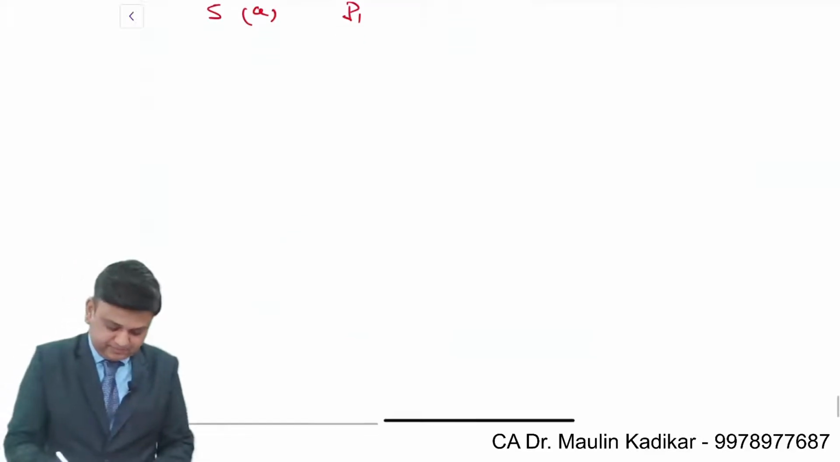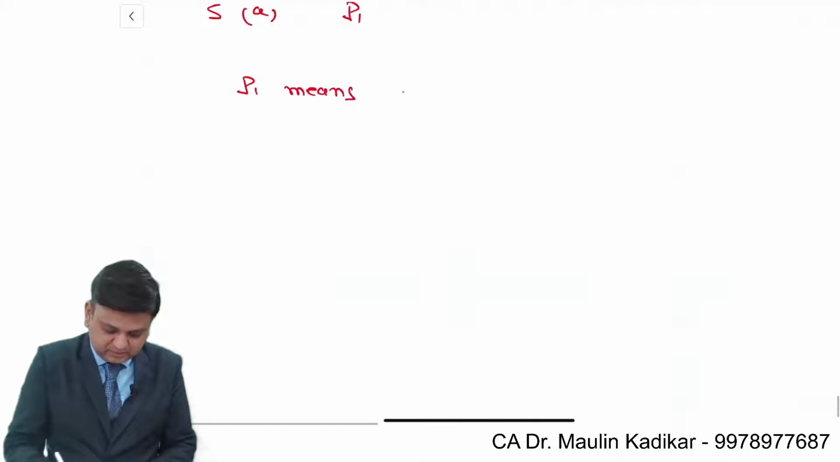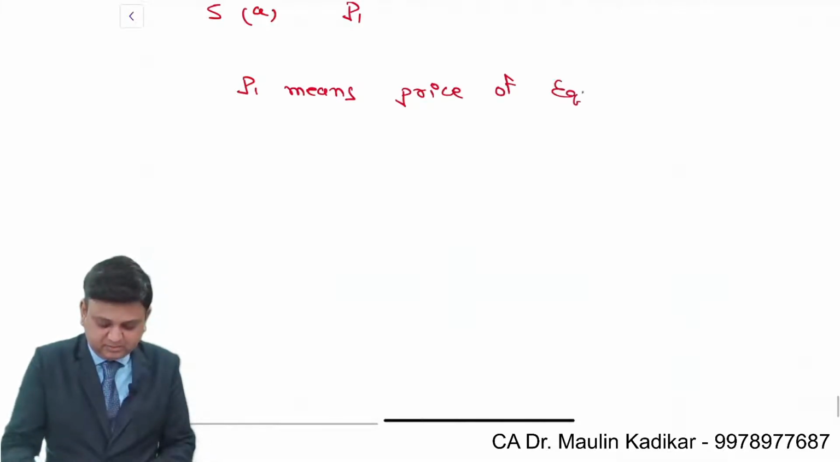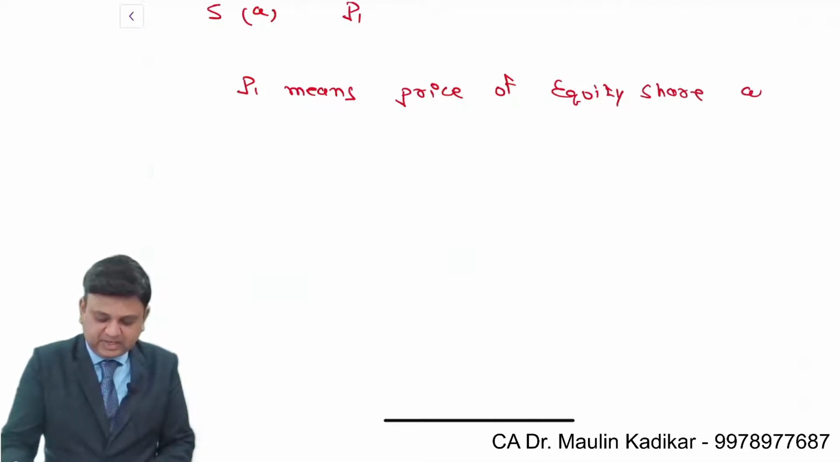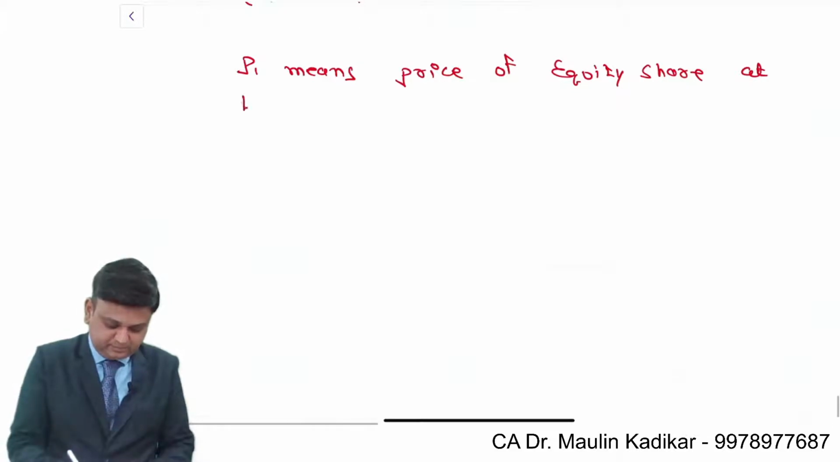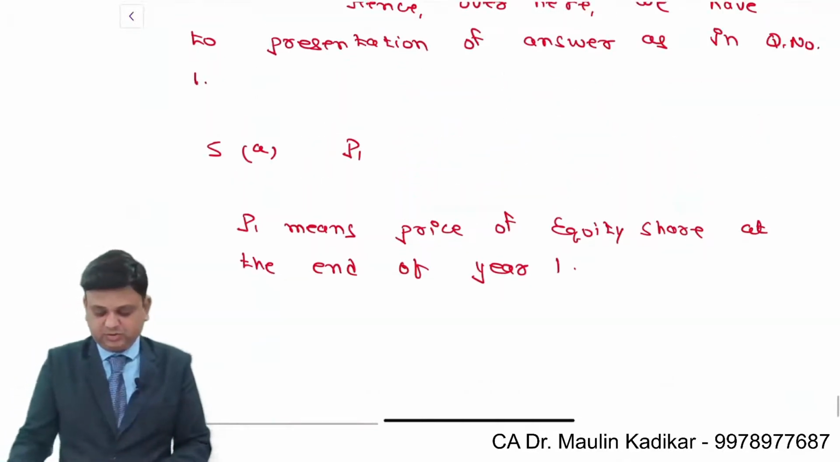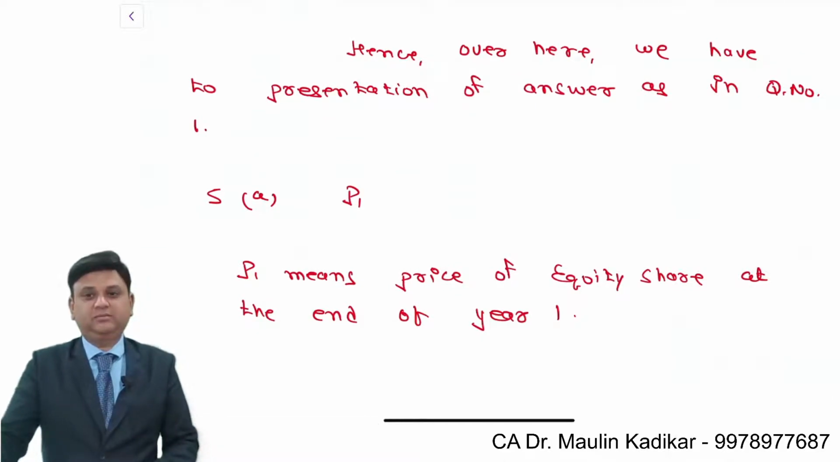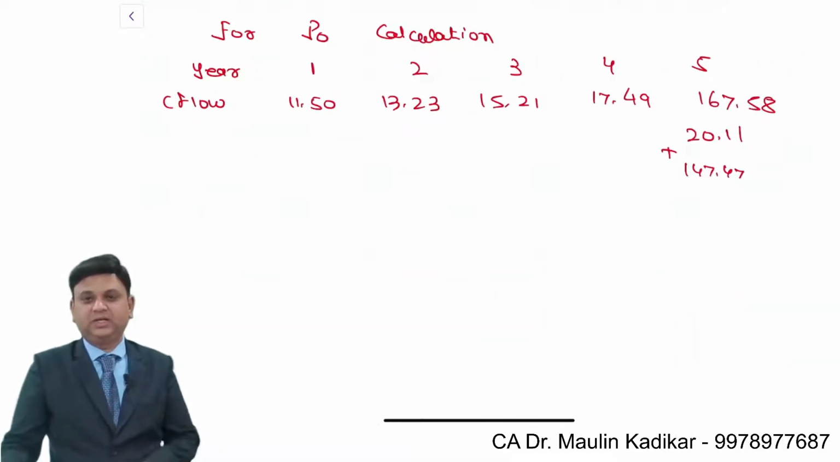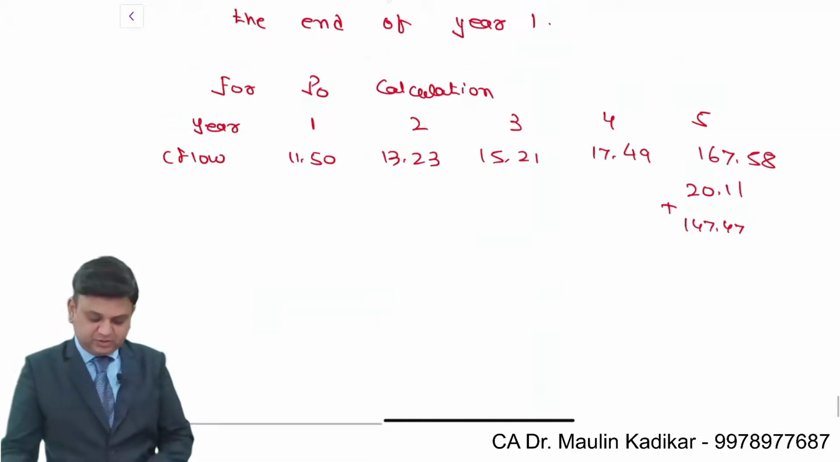In that, write down P1 means price of equity share at the end of year 1. Full stop. Try to do answer on your own. Now let us see how to make the calculation of the P1.